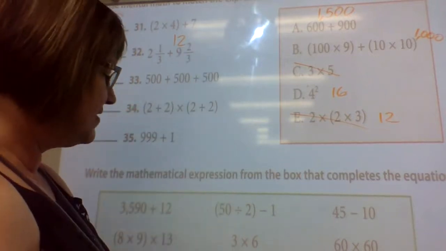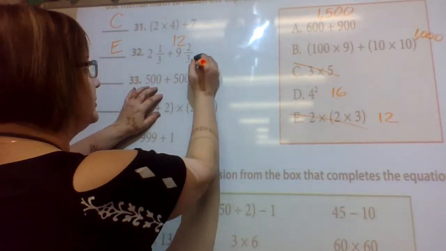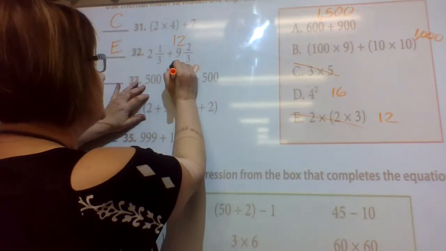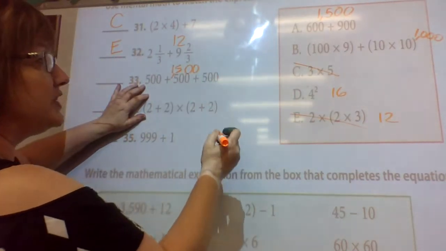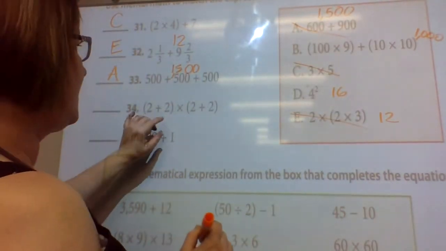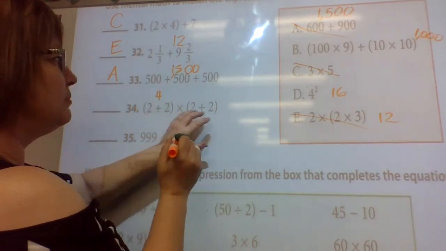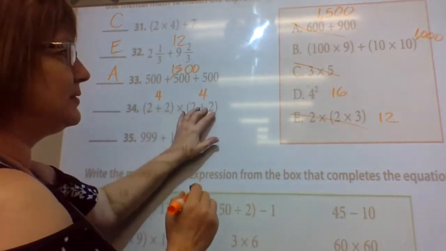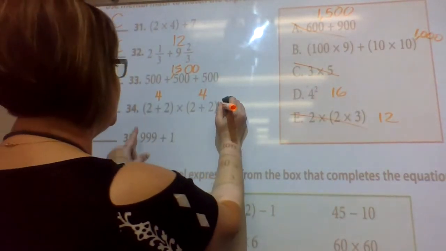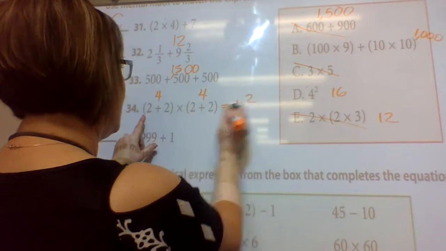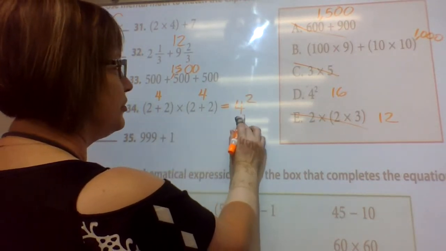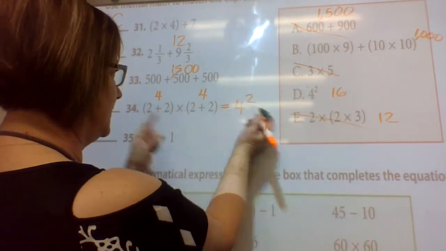Okay? Then 500 plus 500 plus 500. They all have two zeros. And then just do 5 plus 5 plus 5. Or 5 times 3 is 15. So which one of these equaled 1,500? This one. Okay, so do A. Okay, 2 plus 2 is 4 times 2 plus 2 is 4. 4 times 4 is 16. So it equals D. So see what we're doing here? This would be 2 plus 2 times 2 plus 2 equals 4 because both sides equal 16.